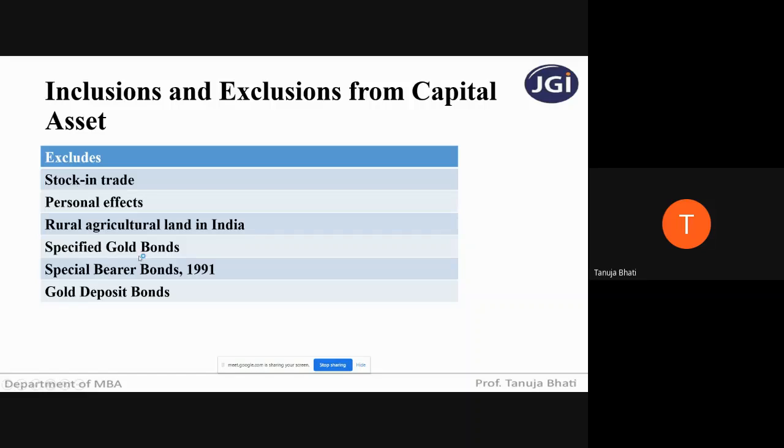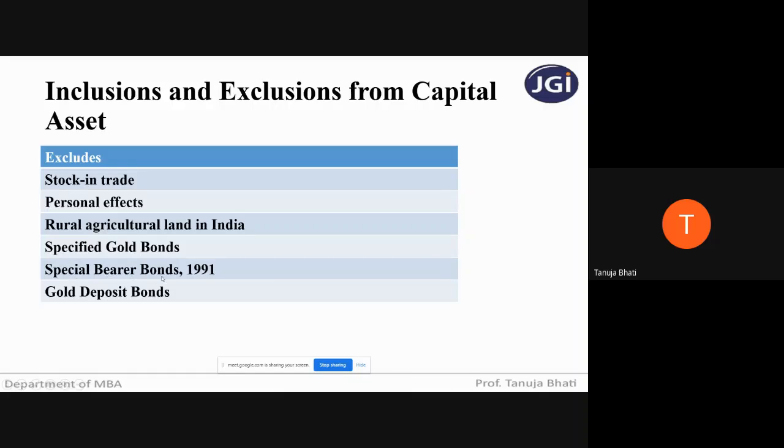Next, specified gold bonds. See students, if any specified gold bonds are issued by the central government, remember, if they are issued by the central government, it is not a capital asset. Specified gold bonds like 6.5% gold bonds 1977, 7% gold bonds 1980, national defense gold bond 1980. So there are certain specified gold bonds which again I will be giving in your notes. If those are issued by the central government and if they are transferred also, please don't treat it as a capital asset because it is excluded from the definition of capital asset.